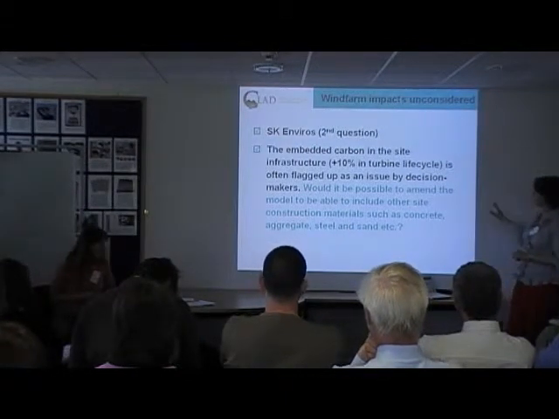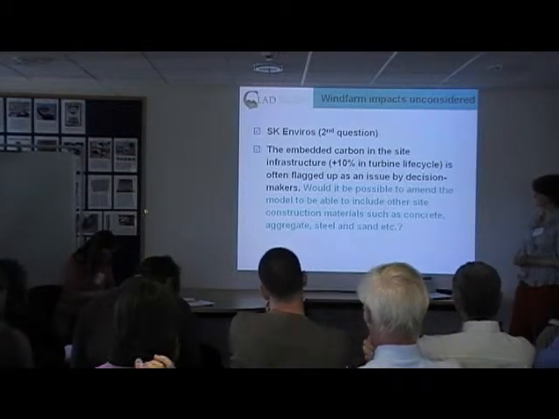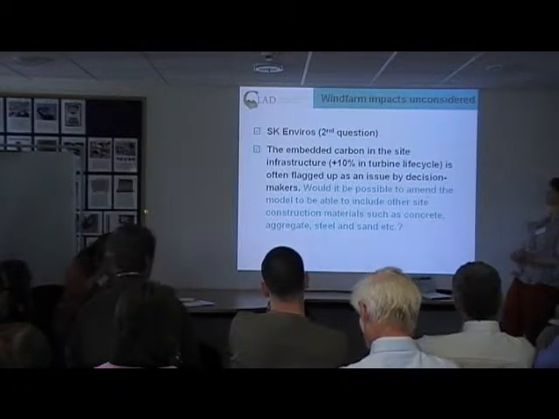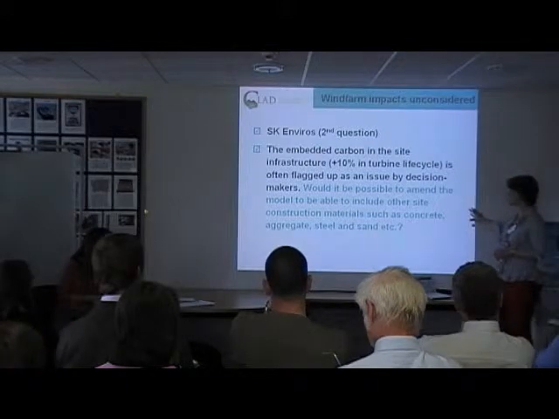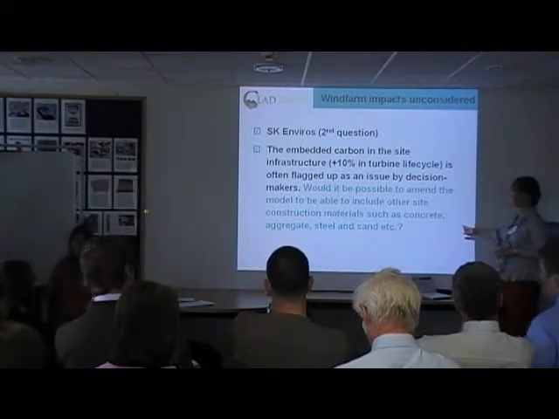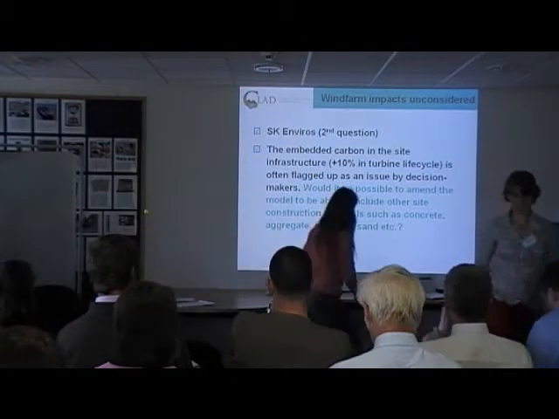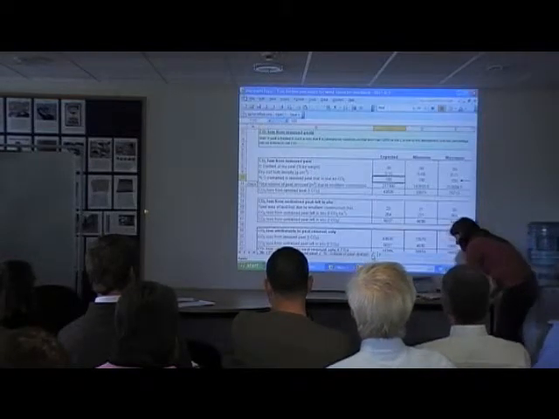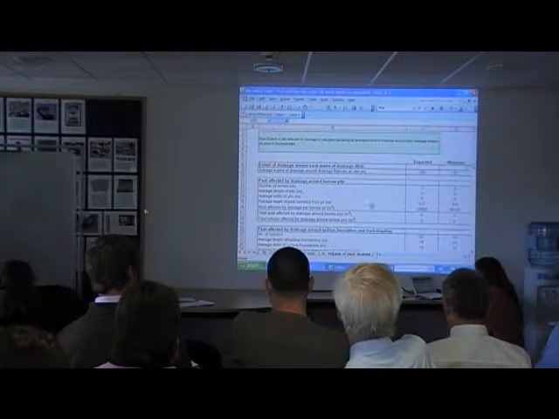Second question from SK Enviros: the embedded carbon in the site infrastructure, which I think can contribute to up to 10% increase in turbine lifecycle budgeting, is often flagged up as an issue. And is it possible to amend the model to include other site construction materials such as concrete, aggregates, steel and sand? We might have touched on this briefly. It's kind of answered. Yeah. So I called it an impact unconsidered, but it may actually be considered in the model, I just wasn't aware of it. There's a way of doing it.